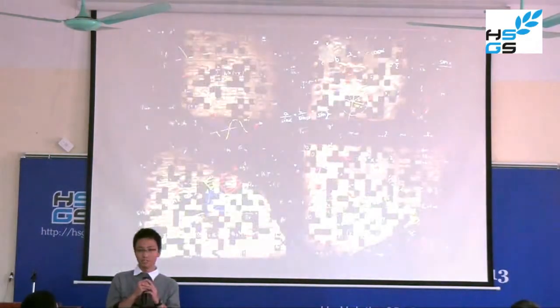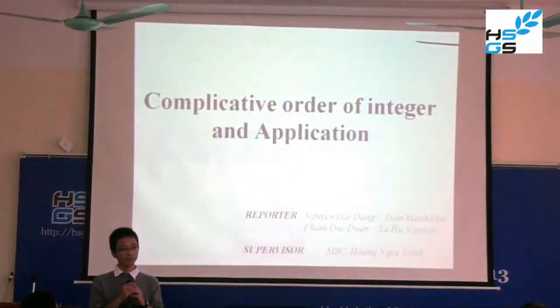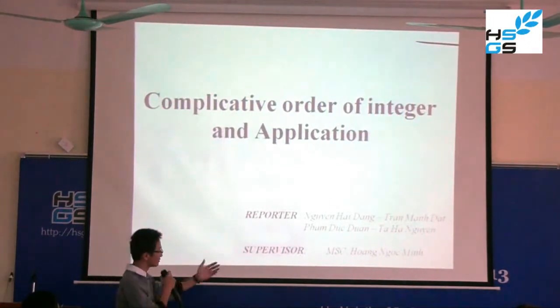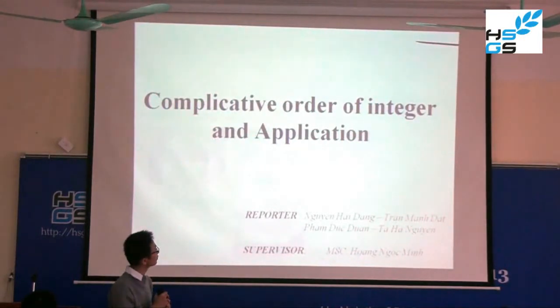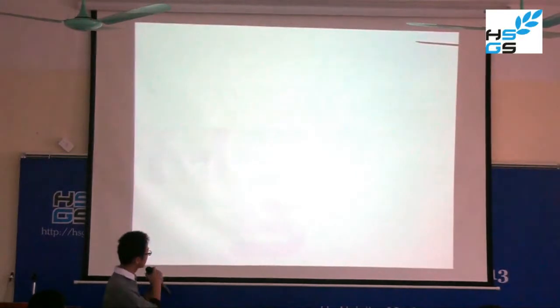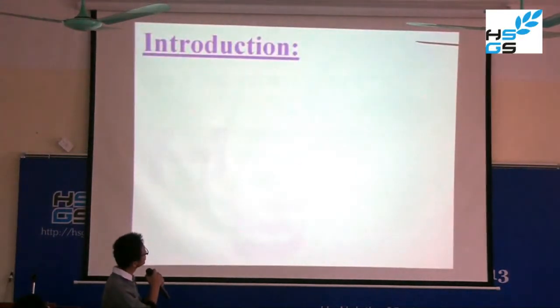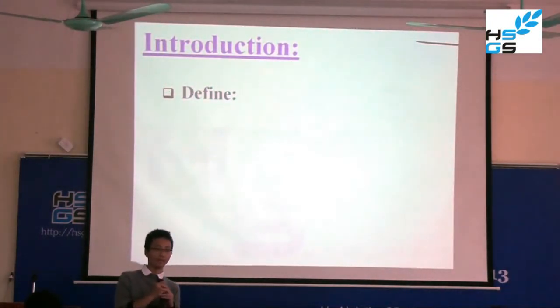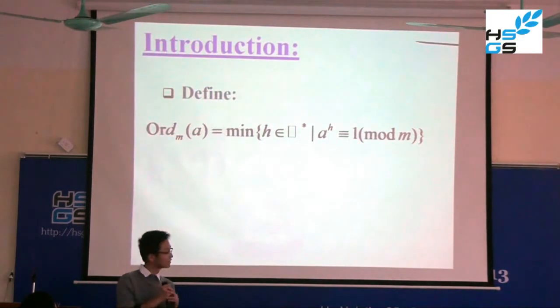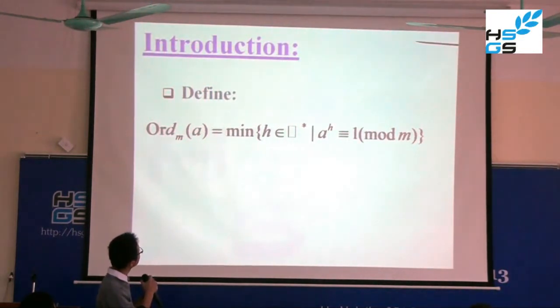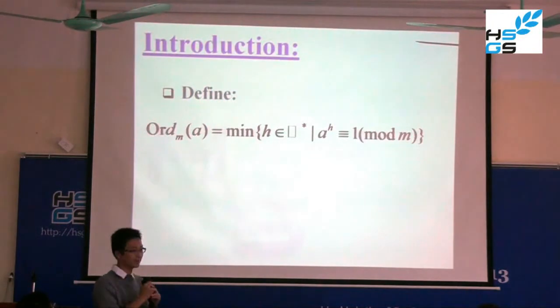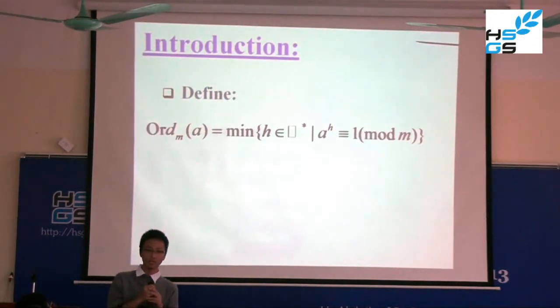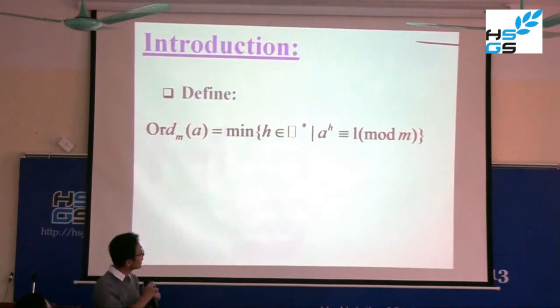Our team, Nguyễn Hải Đăng, Trần Mạnh Đạt, Phạm Đức Duẩn, Tạ Hà Nguyên, with the help of the Master of Science, Hoàng Ngọc Minh, is going to explore one of the complicated orders of integers. We start by introducing notation relating to the order of integers. For a positive integer n and positive integer a, we denote by ord_n(a) the multiplicative order of a, the smallest positive integer s such that a to the s is congruent to 1 modulo n.